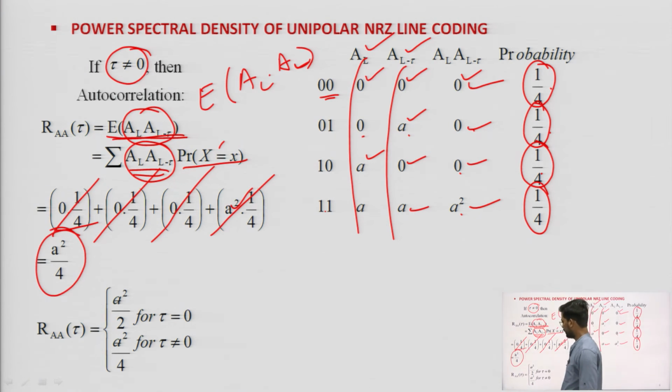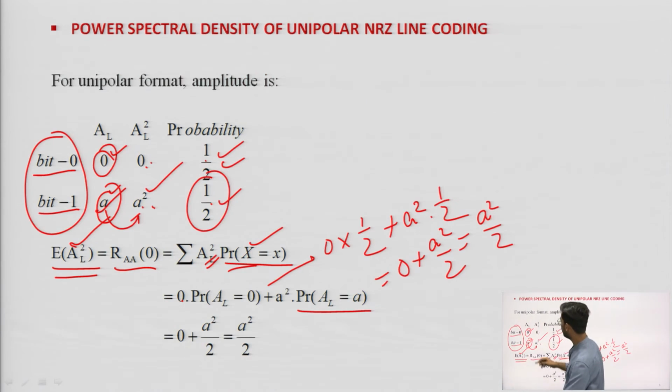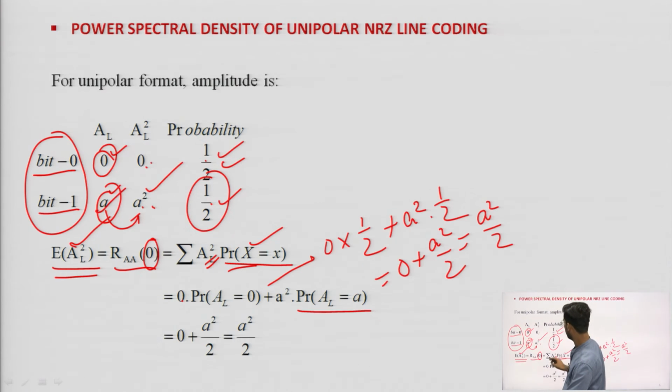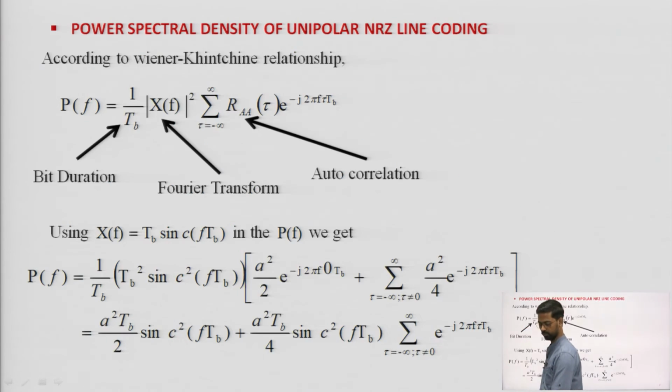So, in summary, we can say that the autocorrelation is equal to A square by 2 when tau equals 0, and A square by 4 when tau is not equal to 0. Okay. When tau equals 0, it was A square by 2, and for tau not equal to 0, it is A square by 4.